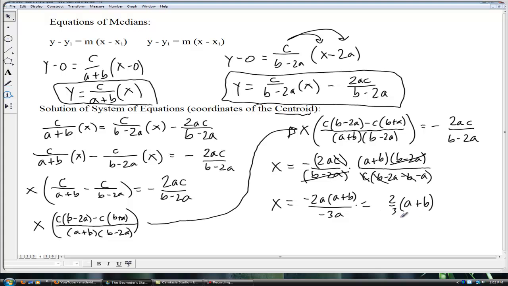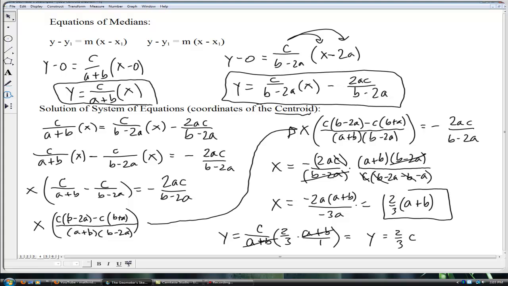So now that I have it, 2/3 of (a plus b), I can plug this into either equation, either this one or this one, to solve for y. And I think I'll plug it into this equation, which gives me y equals c over (a plus b) times x. And I just found out that x is 2/3 times (a plus b). I'm going to put that over 1 so that we can see these (a plus b)'s will reduce, and my y value is 2/3 c. So this is my x value for the centroid, and this is my y value for the centroid.